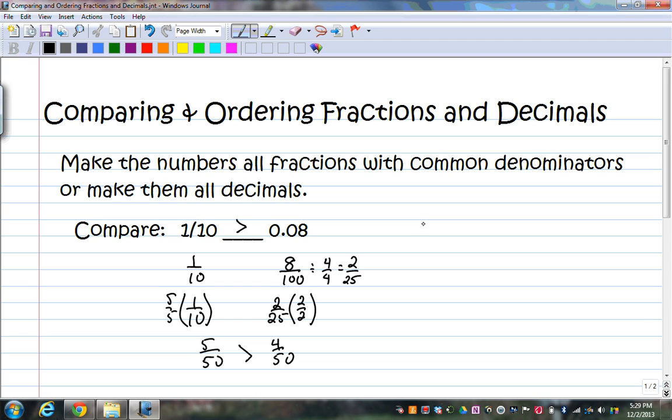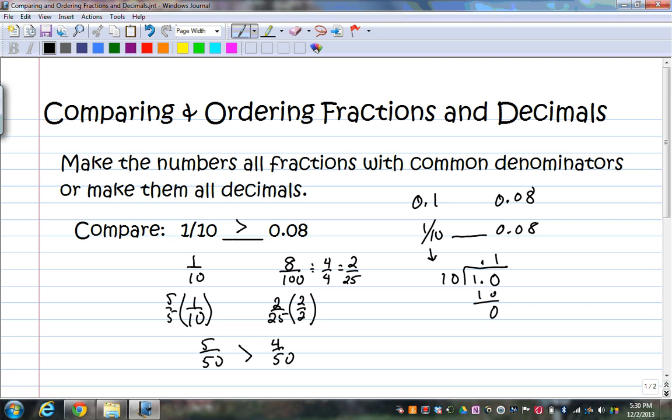My other route then, 1/10 and 0.08, is to take this number and convert it to a decimal. And I would do 1 goes in the house and 10 on the outside. Add my decimal, add a 0. 10 goes into 10 once. There's nothing left over. So this becomes 0.1, and I'm comparing to 0.08.